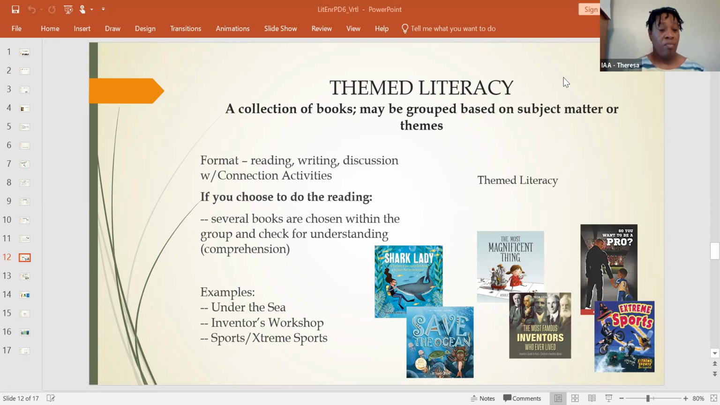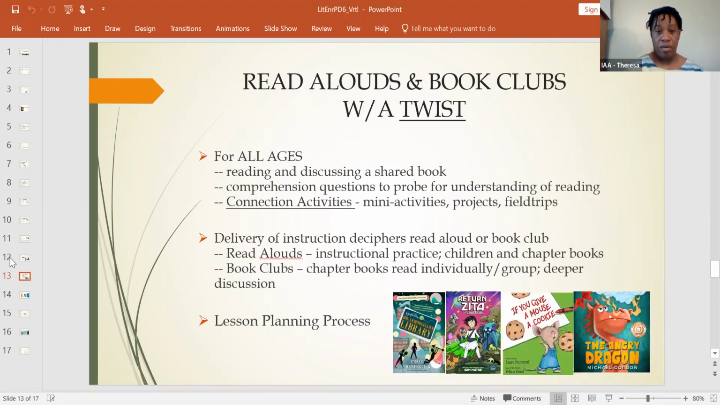Okay. Let me go ahead and get into our last group here. Read alouds and book clubs with a twist. And notice that I have the word twist underlined, and I'll get to why I have it underlined.